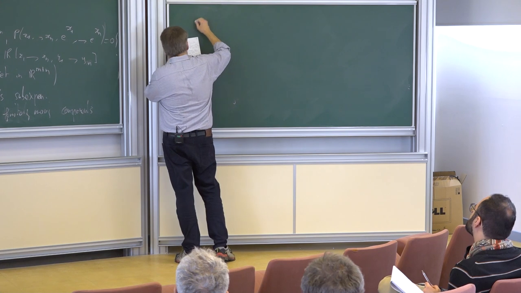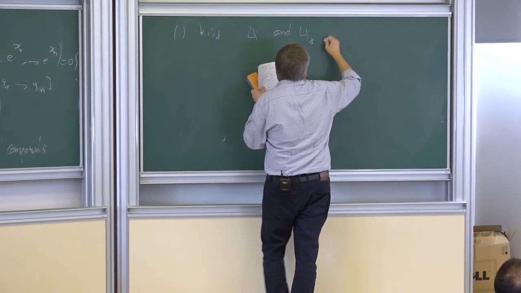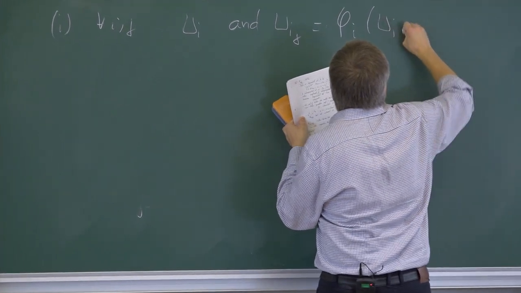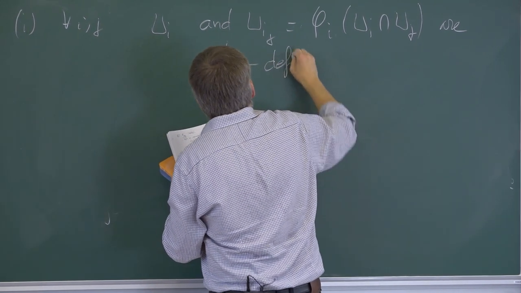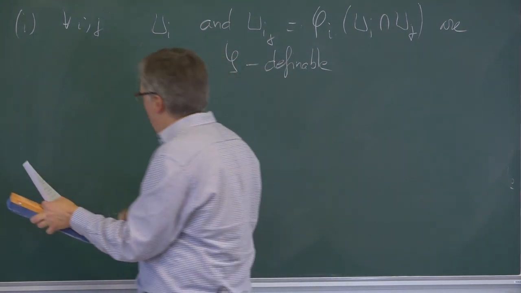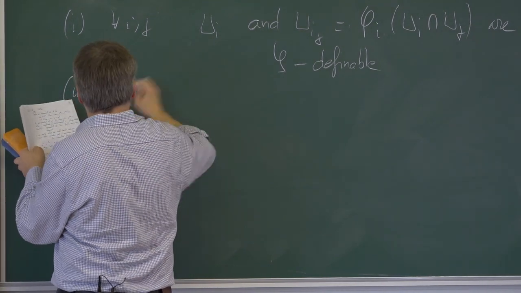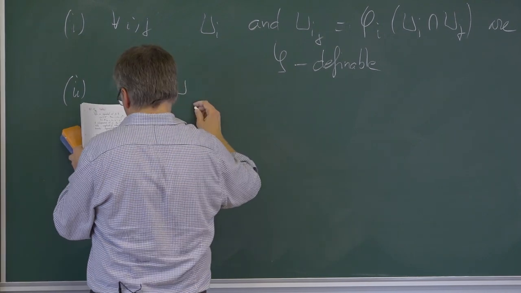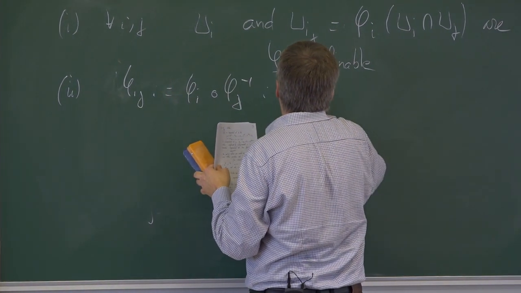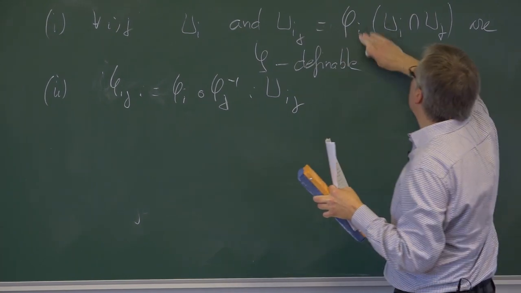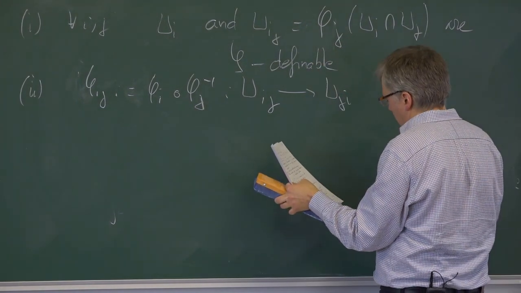such that for all i, j, U_i and U_ij, which by definition is phi_i of V_i intersected with V_j, are definable. So you want your charts to be definable, and the change of coordinates is definable. So for all i, j, phi_ij, which by definition is phi_i composed with phi_j inverse, goes from U_ij, ah, the way I did it, you have to take phi_j, sorry, from U_ij to U_ji, are definable.